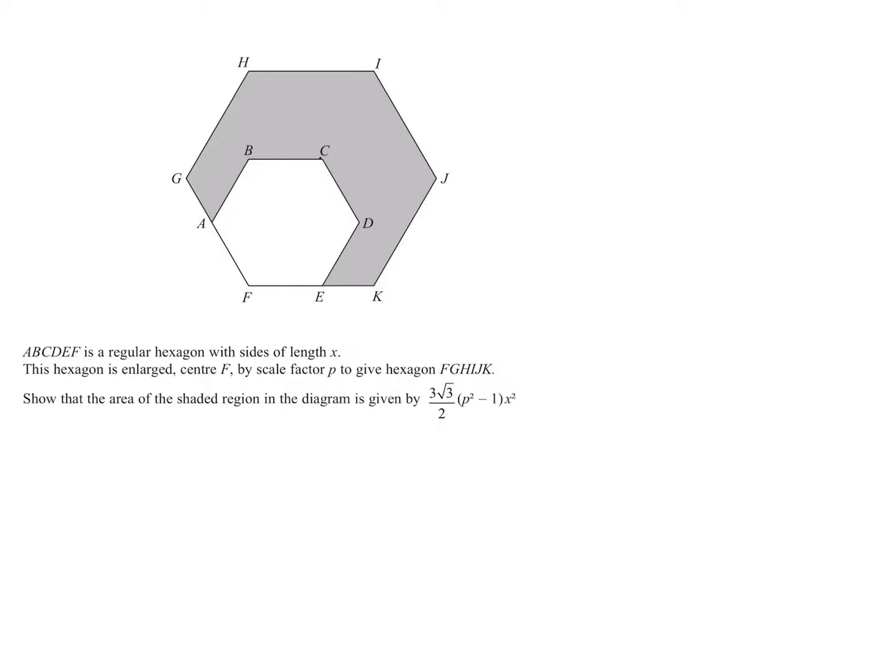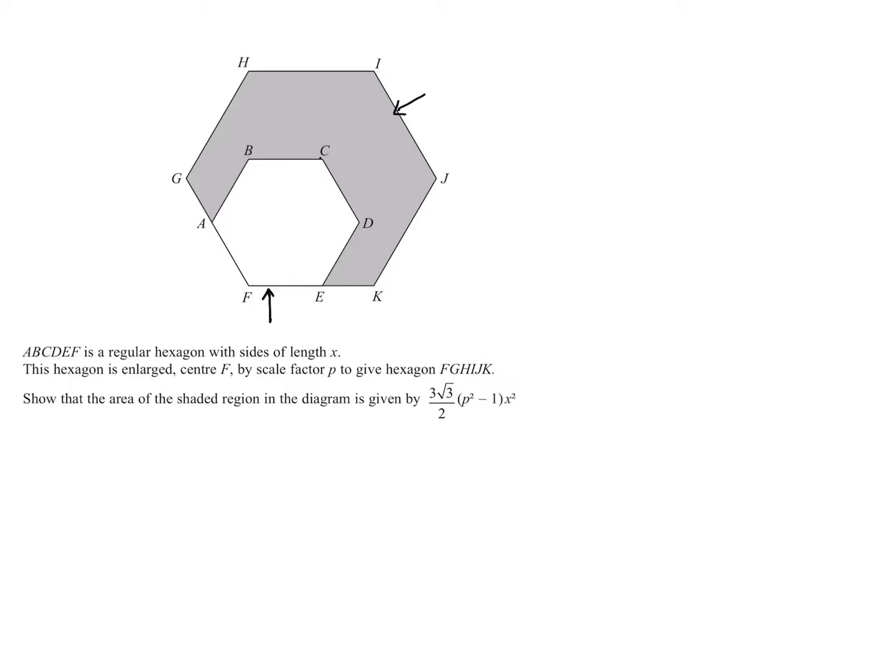Okay, so in this question, we have a regular hexagon, ABCDEF, this smaller one, inside an enlarged hexagon, by scale factor p, of FGHIJK. And we are asked to find the shaded area. How we can find it is by first finding the area of this large hexagon and subtracting it from the area of the smaller hexagon, as that will leave us with just the shaded area.